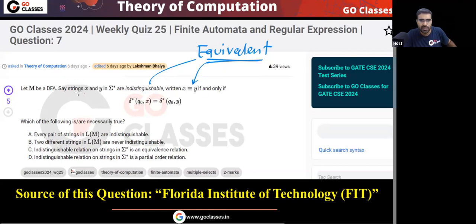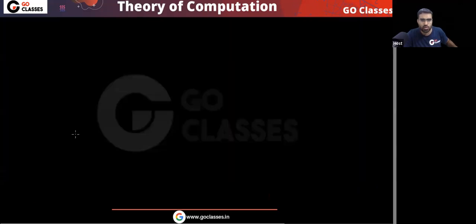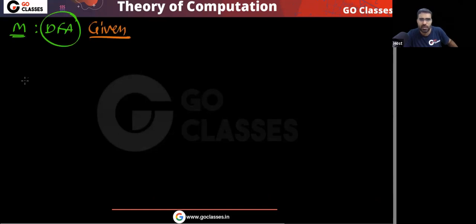So we are saying that strings x comma y in sigma star are equivalent if and only if this happens. Can you tell me what this equation means? See, the question is very simple. The question is saying that M is a DFA. This is a given DFA. Remember, this is a given DFA. Now the question is saying you have two strings x comma y. These are strings in sigma star. They can be any string.